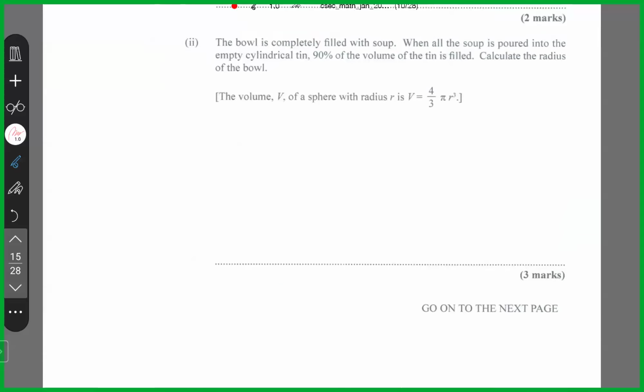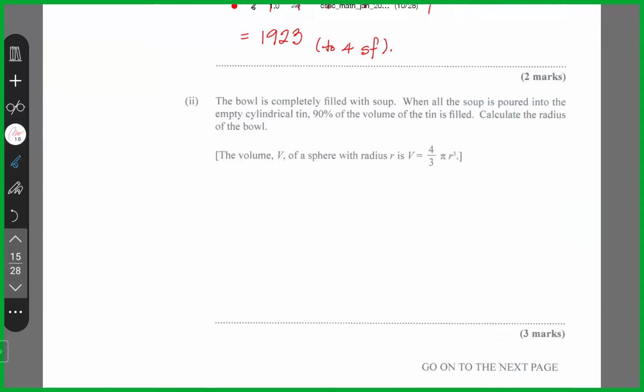We are told that the bowl is completely filled with soup. When all the soup is poured into the empty cylindrical tin, 90% of the volume of the tin is filled. Calculate the radius of the bowl. So here's what we do know. We know that the volume of the bowl is 90% of the volume of the tin.